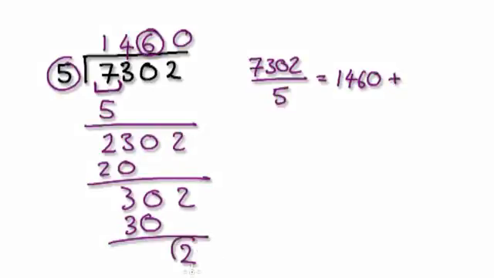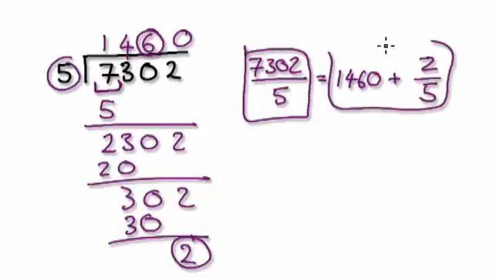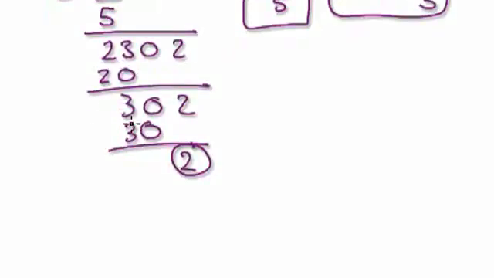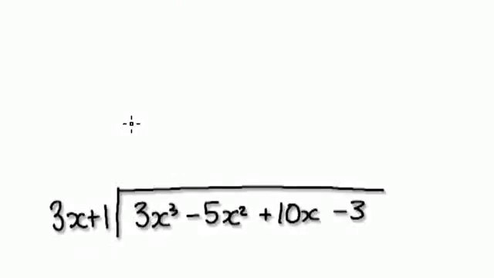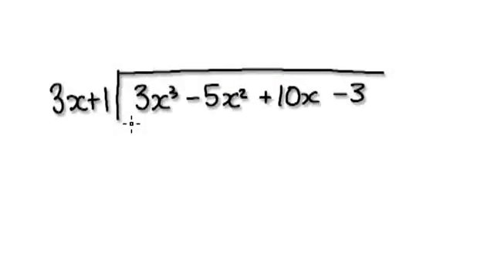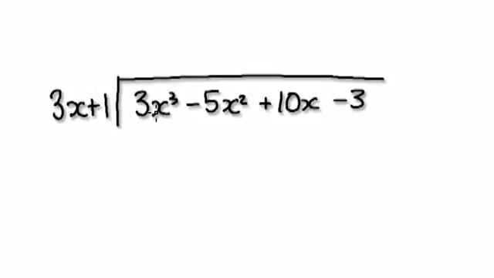1460 plus, well, remainder of 2 here, 2 over 5. So this thing here is the same as this. So now we can use the same technique to do this.